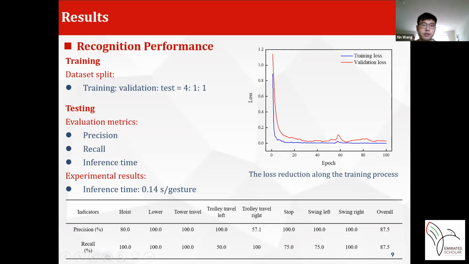The final experimental results are shown here. As we can see, the inference time of the classifier could reach 0.14 seconds per gesture, and both the precision and the recall of the classifier are 87.5%.